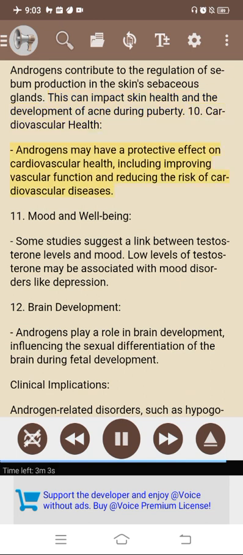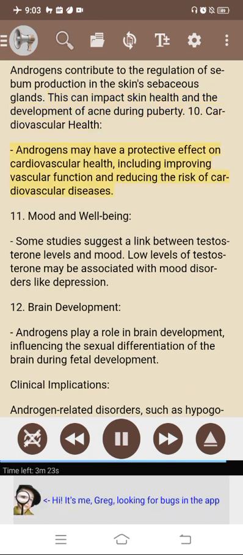10. Cardiovascular health. Androgens may have a protective effect on cardiovascular health, including improving vascular function and reducing the risk of cardiovascular diseases. 11. Mood and well-being. Some studies suggest a link between testosterone levels and mood. Low levels of testosterone may be associated with mood disorders like depression. 12. Brain development. Androgens play a role in brain development, influencing the sexual differentiation of the brain during fetal development.